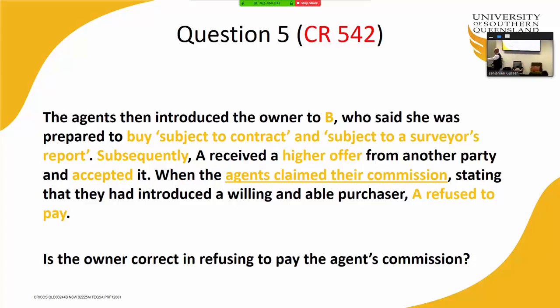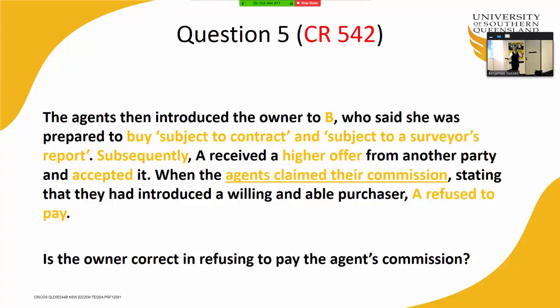Did the house owner receive the offer by themselves, or did the agent get that higher offer? So, as we see here, it says A received the higher offer from another party and accepted it. How do you interpret this sentence? Are you going to interpret this as A received this higher offer through the agents? And if that's the case, would there be any legal issue? No.